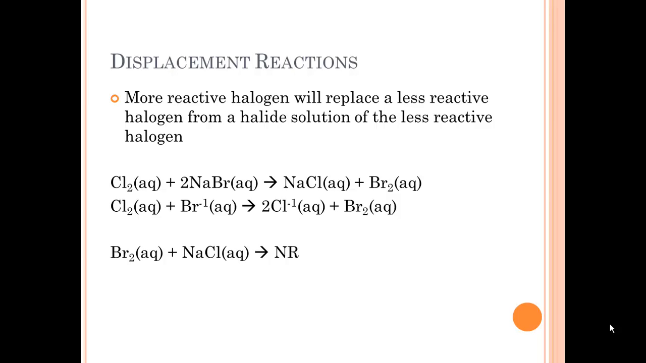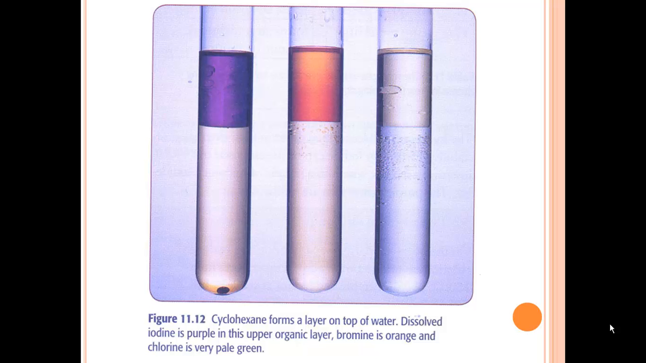There's a net ionic reaction. Basically, sodium is a spectator ion, so it gets kicked out and just watches. If the opposite is true, bromine with sodium chloride, nothing will occur because bromine is less reactive than chlorine, so nothing will happen. NR. Here are some pictures of different halogens with cyclohexane. Iodine gives you a purple color, bromine more of an orange color, and chlorine a very pale green-yellow color.